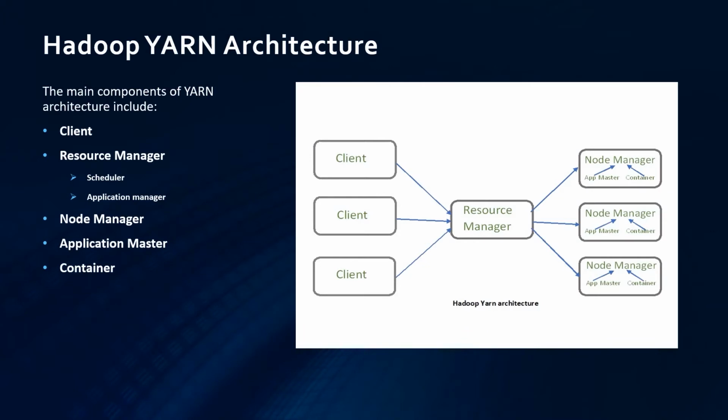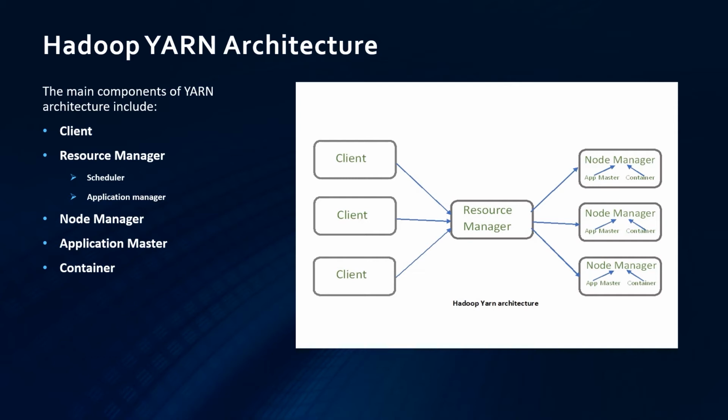Hadoop YARN architecture. The main components of YARN architecture include the client. It submits the MapReduce job. Resource manager. It is the master daemon of YARN and it is responsible for resource assignment and management among the applications. Whenever it receives a processing request, it forwards it to the corresponding node manager and allocates resources for the completion of the request accordingly. It has two major components, scheduler and application manager.